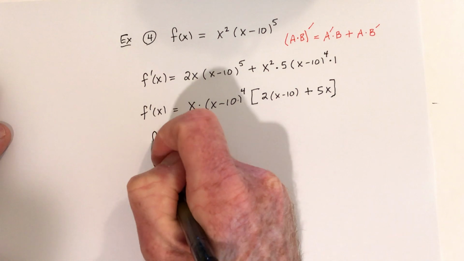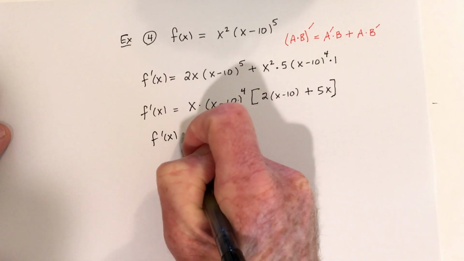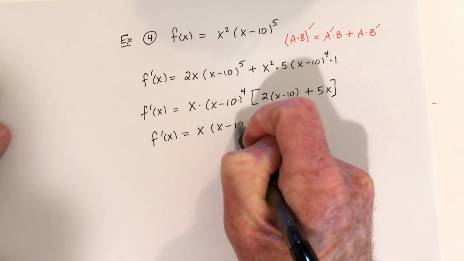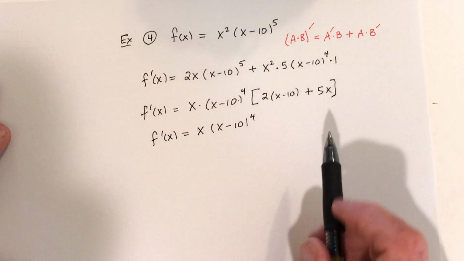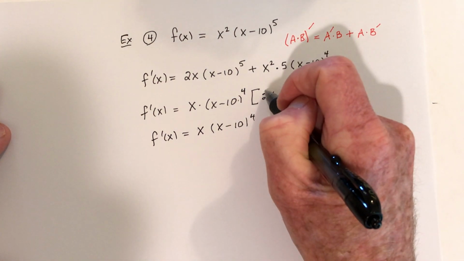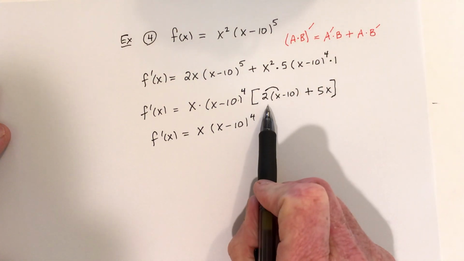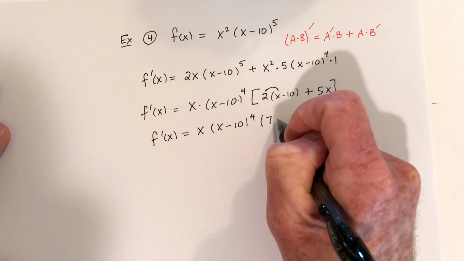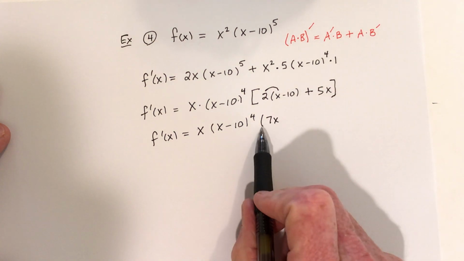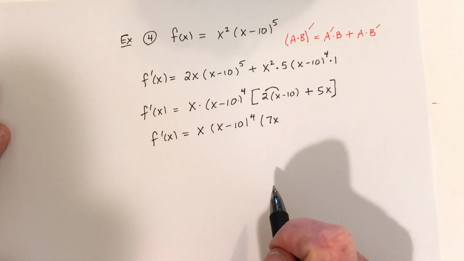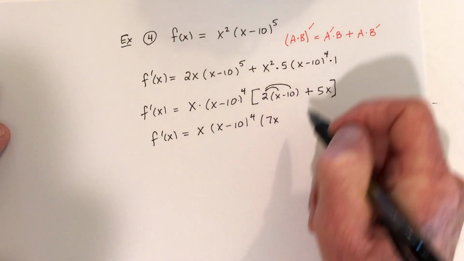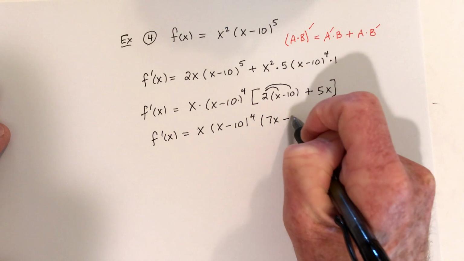And one last little bit of simplification. The x is fine, the x minus 10 to the fourth is fine, and then when you distribute, this is going to be 2x, and this is 5x, so that's a grand total of 7x. And then I switch back to round parentheses to say this is going to be my final answer. And then when you distribute the 2, that gives us negative 20.